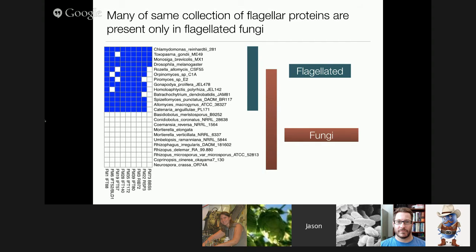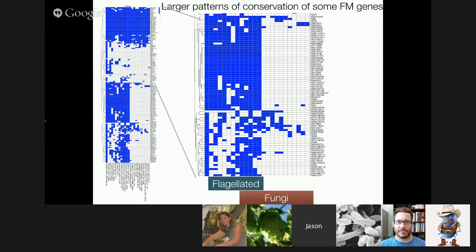And so we can ask other questions like this: are there other genes that fall in the same category and behave in the same way? So I've taken a larger sampling of some of the flagellar motility proteins that were identified, and we can look again at this structure of flagellated versus not, and identify things that are shared. Not everything is perfectly conserved like that smaller set, of course, but there are nice patterns of conservation. And so these are essentially the things that were lost in fungi, presumably as they lost their flagella.